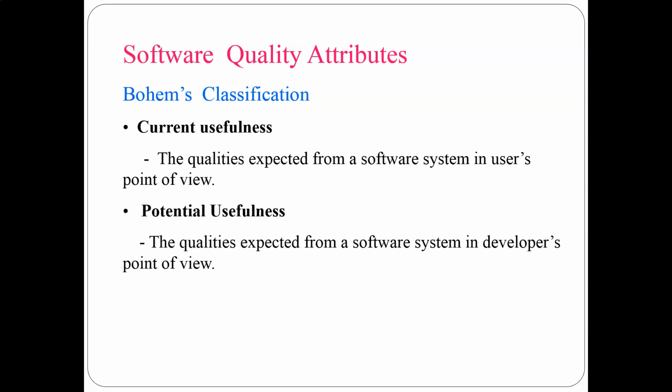Then the software quality attributes. There are two classifications we are going to learn. The first one is Boehm's classification. It can be divided into two: current usefulness and potential usefulness. Current usefulness is the quality expected from a software.